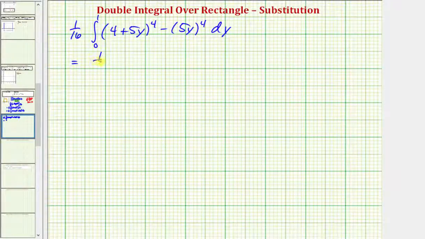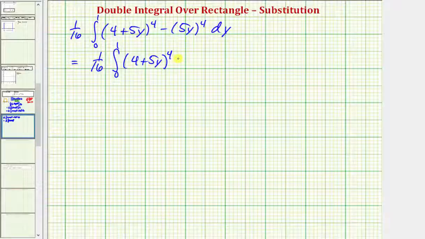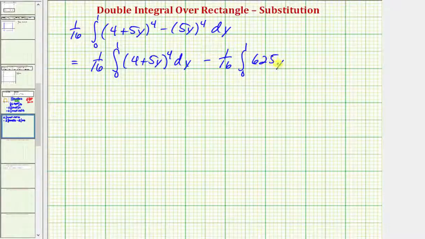We would have 1/16 times the integral from 0 to 1 of the quantity 4 plus 5y to the fourth, minus 1/16 times the integral from 0 to 1 of 5y to the fourth, which would be 625 y to the fourth. Notice how we do not need to perform u substitution to integrate here, but we do here. Since we already used u, let's go ahead and let v be equal to 4 plus 5y.